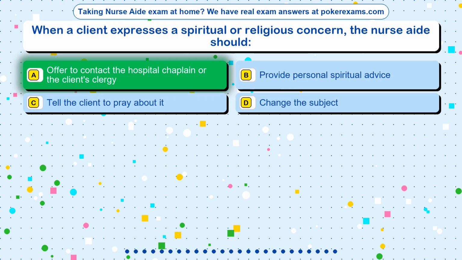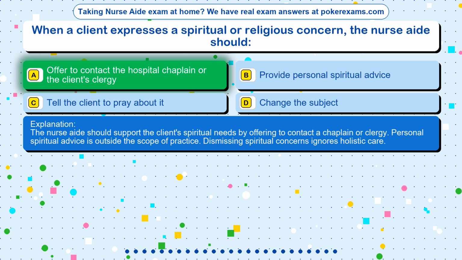The correct answer is option A, offer to contact the hospital chaplain or the client's clergy. The nurse aide should support the client's spiritual needs by offering to contact a chaplain or clergy. Personal spiritual advice is outside the scope of practice. Dismissing spiritual concerns ignores holistic care.